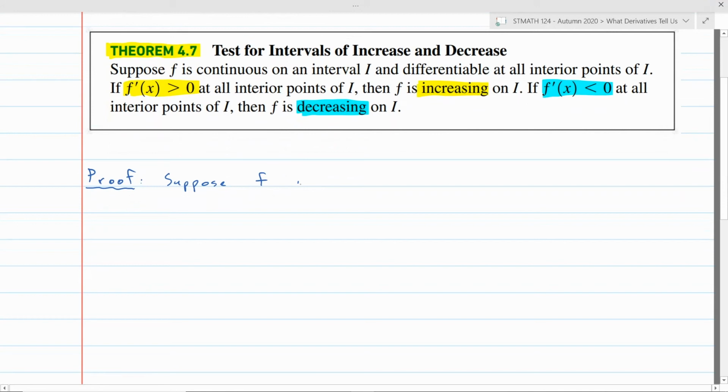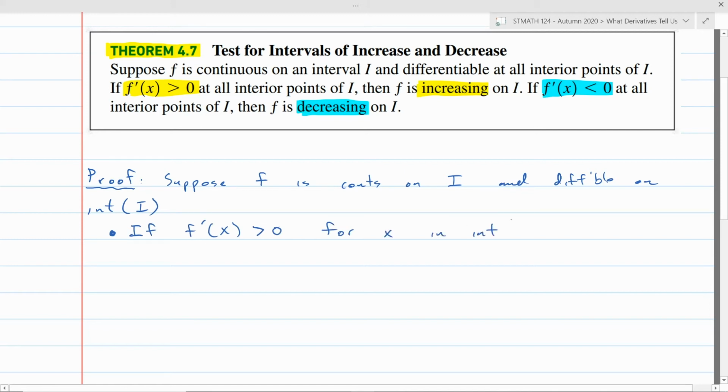Suppose f is continuous on that interval I and differentiable on the interior of that interval I. There are really two facts to prove here. We're just going to prove the case when the derivative is positive, and the case when the derivative is negative would be very similar. So if f prime of x is greater than 0 for all x in the interior of the interval I, let's see what we can get going with it.